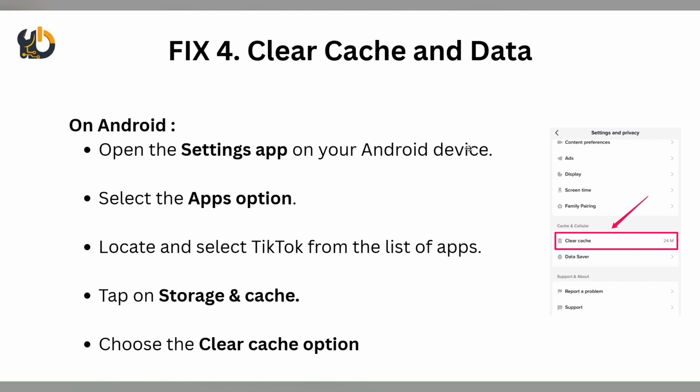On your Android, you have to move to the settings, then you have to select the apps option, then there you have to locate TikTok from the list of apps. Then tap on storage and cache. Choose the clear cache option to delete all the cache.